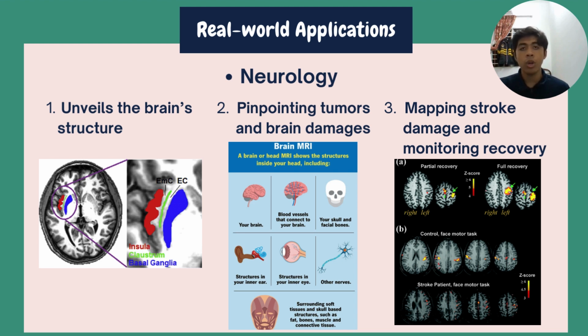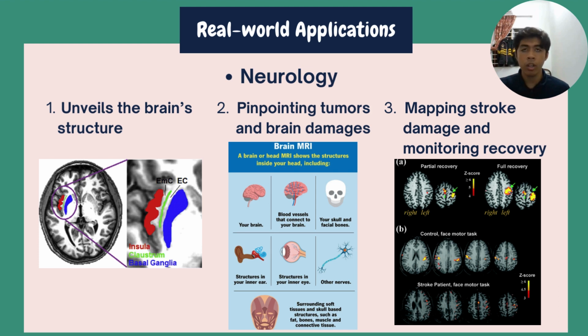Meanwhile, a stroke causes tissue damage, which appears as dark spots on MRI scans. Different patterns can distinguish between ischemic and hemorrhagic strokes, which is critical for appropriate management. Lastly, another application of MRI in neurology is mapping stroke damage and monitoring recovery.